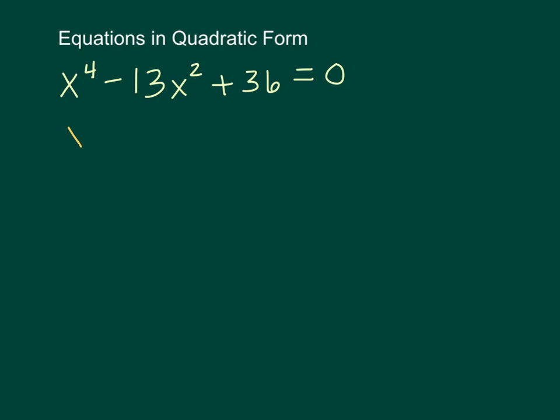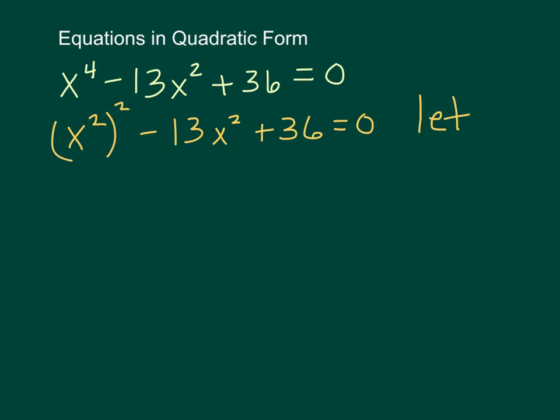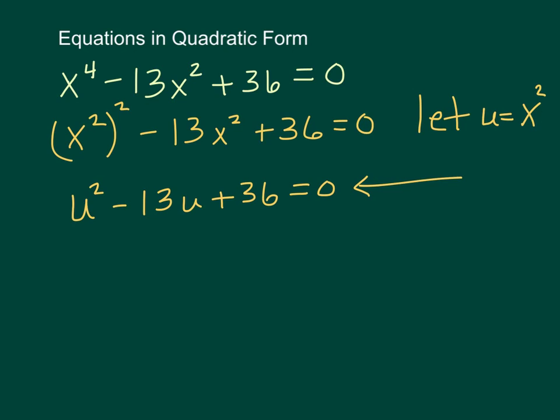If we think of this as x squared, squared, minus 13x squared plus 36 equals 0, we might notice that it looks more like a quadratic. And if we make a substitution and let some variable, we usually use u, equal x squared, then this might look like u squared minus 13u plus 36 equals 0. So this looks something more like what we're used to.